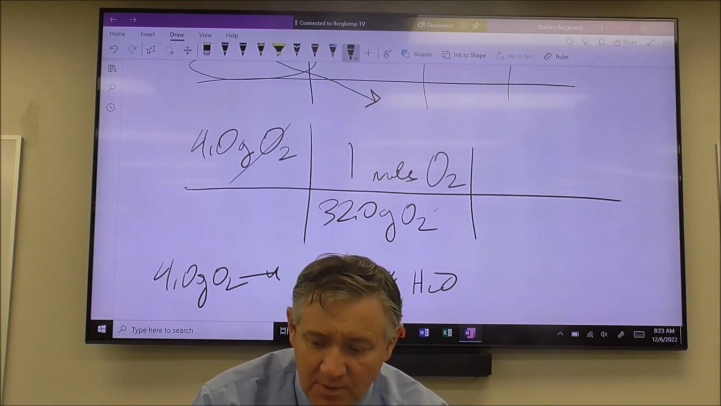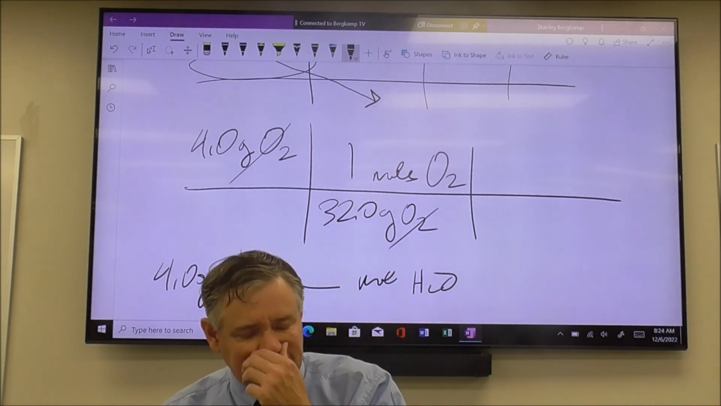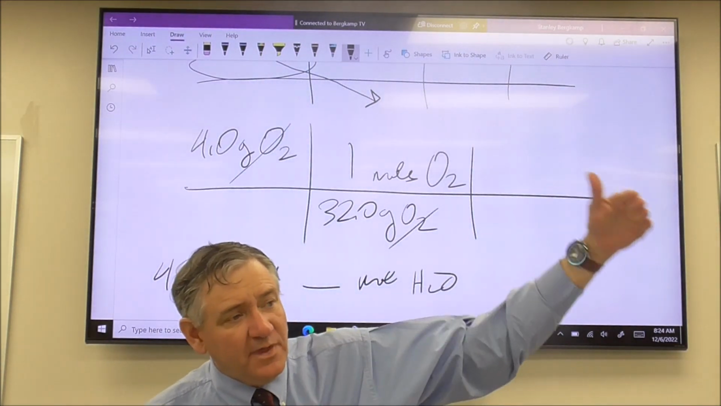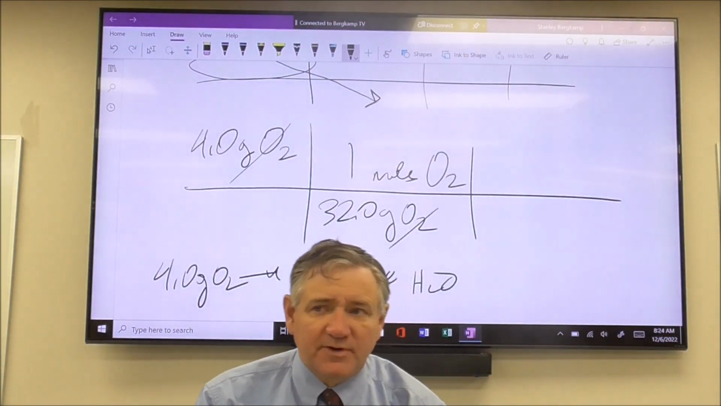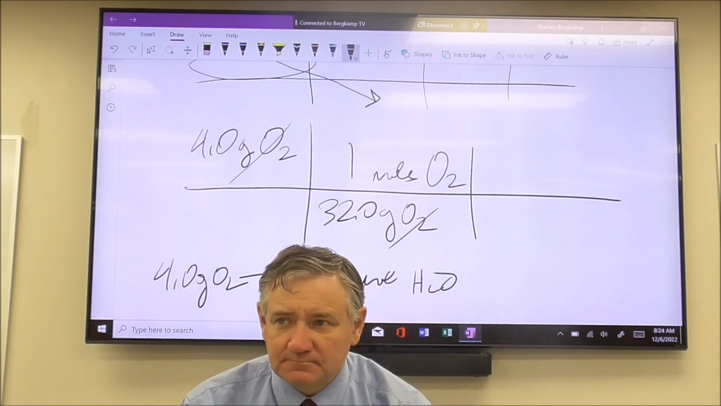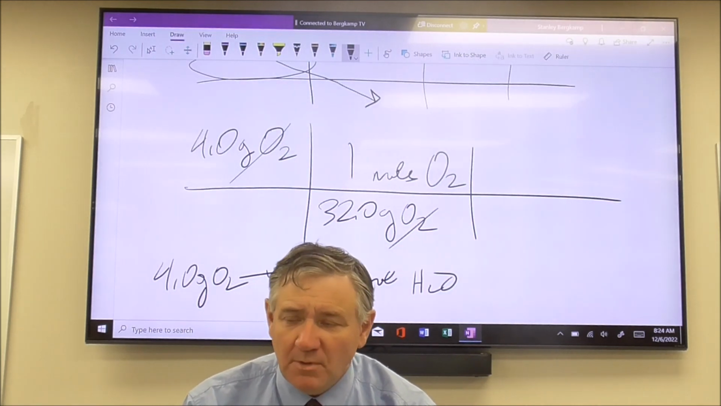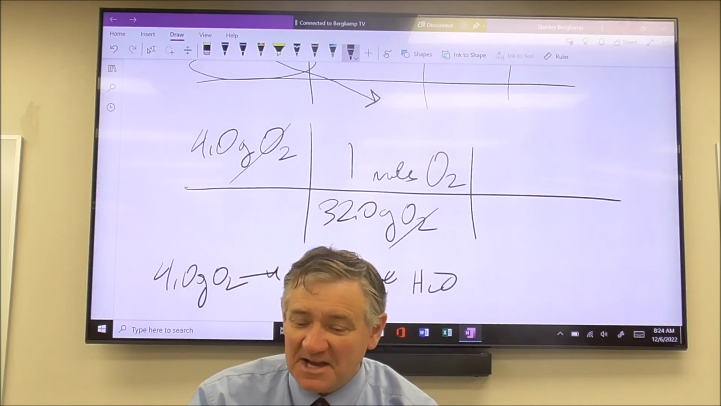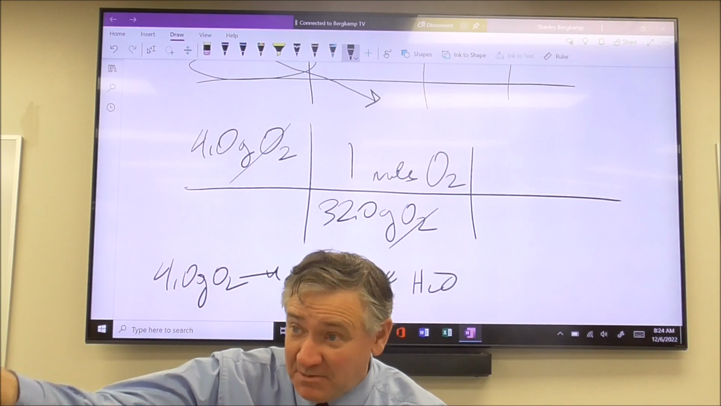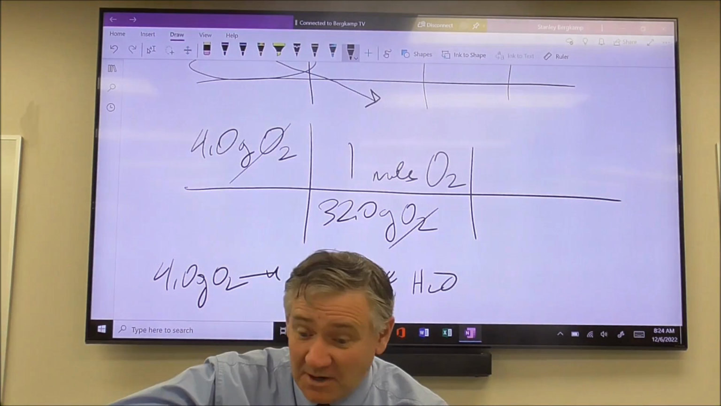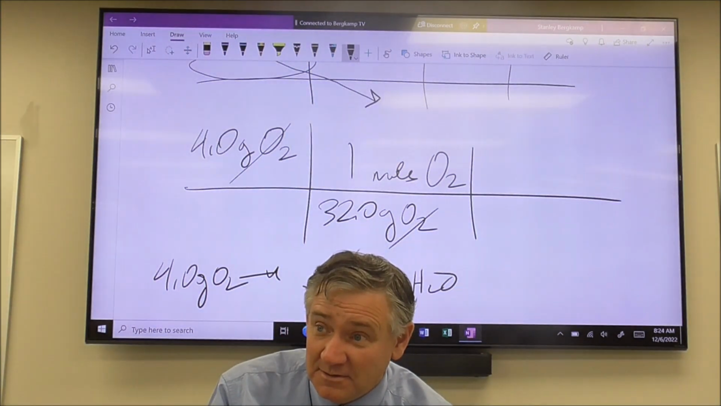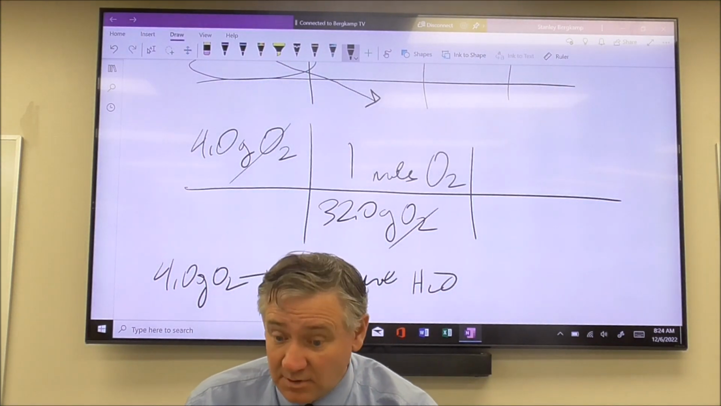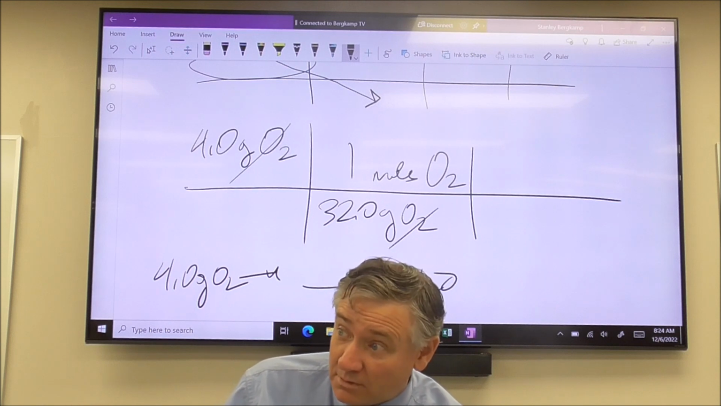So if I stop right now, just think about this. Do I have more than a mole of oxygen or less than a mole of oxygen? Do I have more than a mole or less than a mole? Less. Because I'd have to have 32 grams to have an entire mole, right? I only have 4 grams. Yeah. So I have a lot less than 1 mole of oxygen, right? Because I'd have to have 32, I only have 4, right?